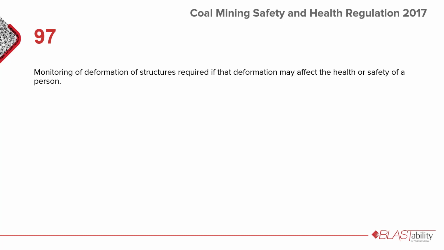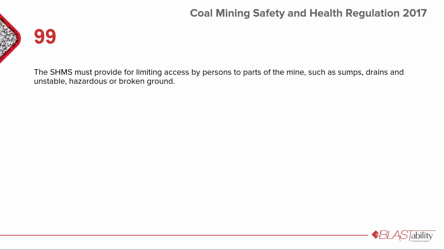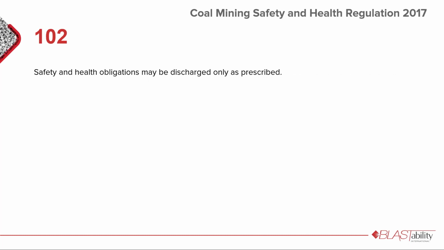97. Monitoring of deformation of structures required if that deformation may affect the health or safety of a person. 98. The SHMS must provide for reporting and rectifying all defects in plant, structures, and procedures. 99. The SHMS must provide for limiting access by persons to parts of the mine, such as sumps, drains, and unstable, hazardous, or broken ground. 102. Safety and health obligations may be discharged only as prescribed.